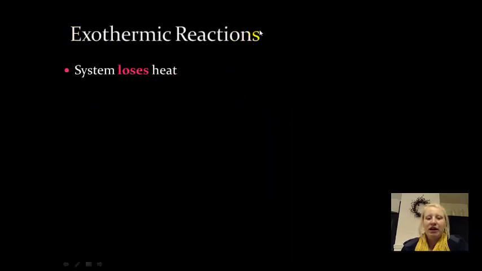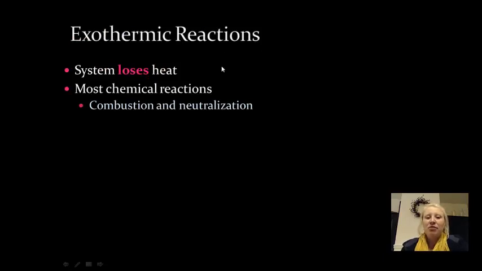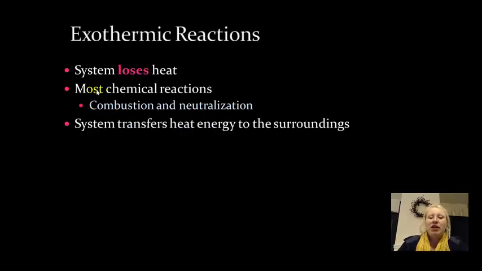If you have an exothermic reaction, you have a system that is losing heat. Heat is exiting the system. Most chemical reactions are actually exothermic. Two examples would be combustion, which is highly exothermic, losing a ton of heat, and neutralization. So in an exothermic reaction, the system is losing heat to the surroundings, transferring its heat to the surroundings.